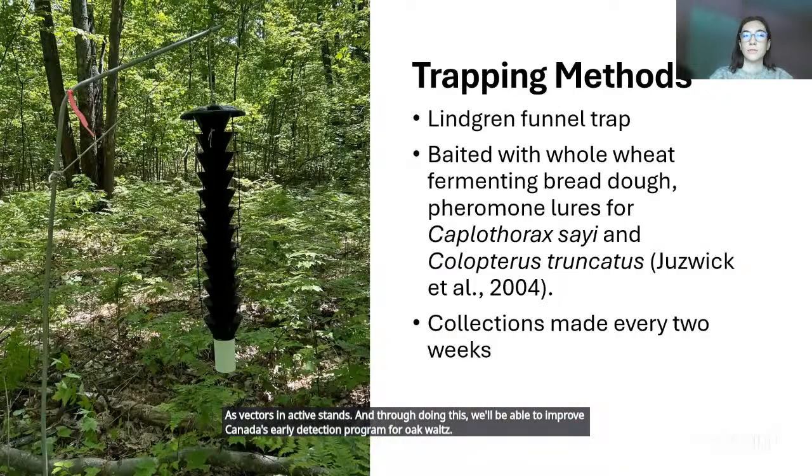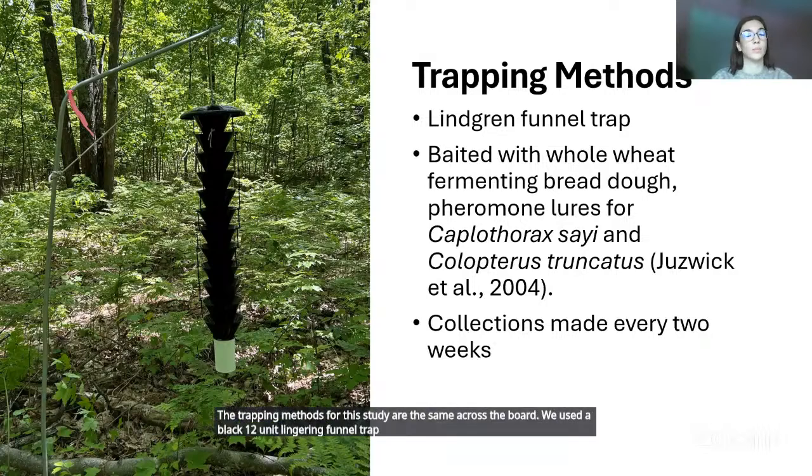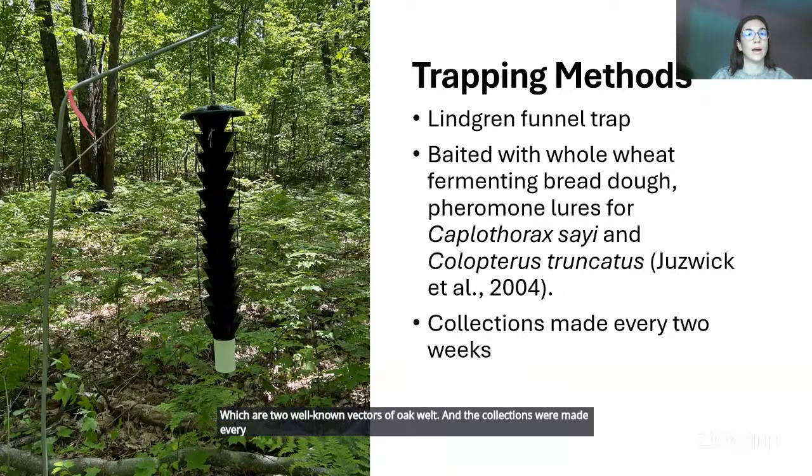The trapping methods for this study are the same across the board. We used a black 12-unit Lindgren funnel trap that was baited with whole wheat fermenting bread dough, as well as the pheromone lures for Carpophilus sayi and Colopterus truncatus, which are two well-known vectors of oak wilt. And the collections were made every 2 weeks for this experiment, no matter what experiment they were a part of.